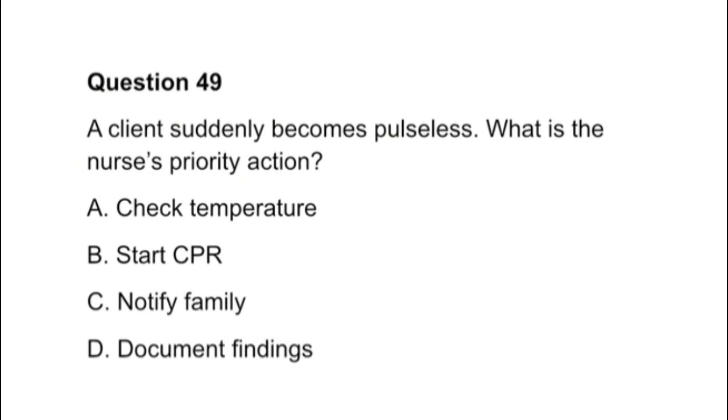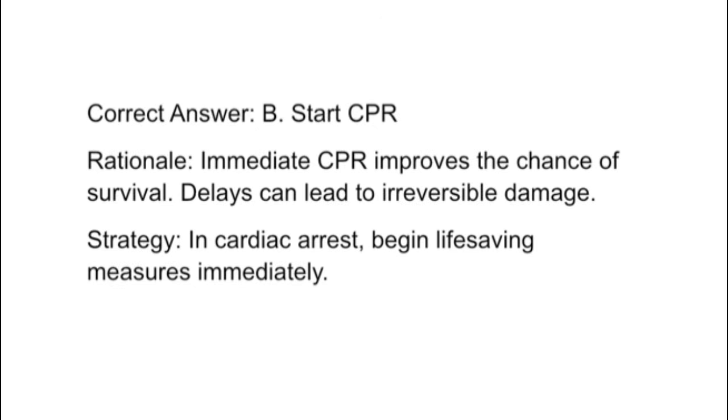Question 49. A client suddenly becomes pulseless. What is the nurse's priority action? A. Check temperature. B. Start CPR. C. Notify family. D. Document findings. Correct answer, B. Start CPR. Rationale: immediate CPR improves the chance of survival. Delays can lead to irreversible damage. Strategy: in cardiac arrest, begin life-saving measures immediately.